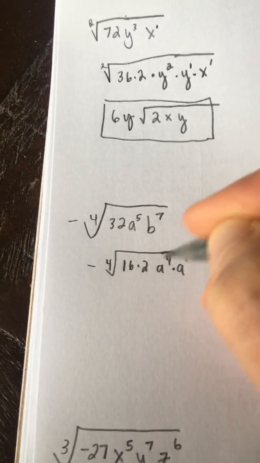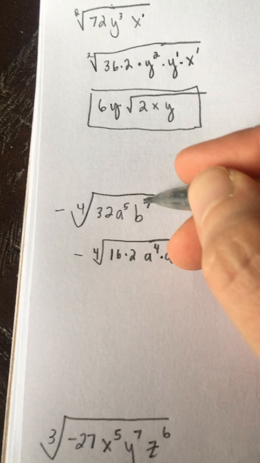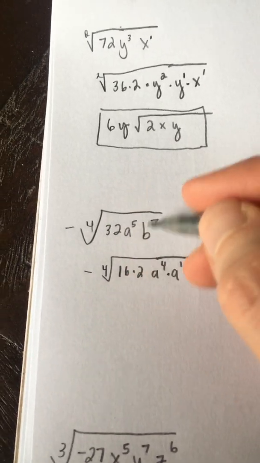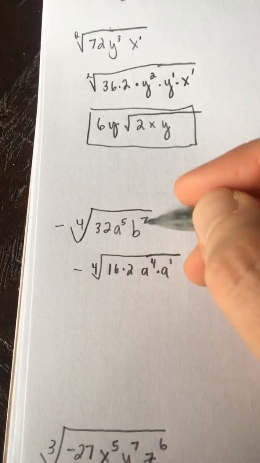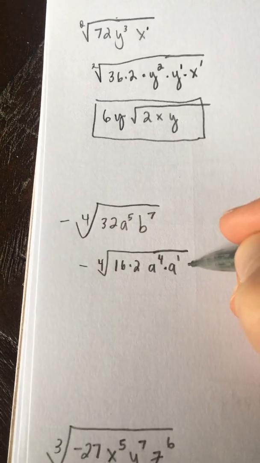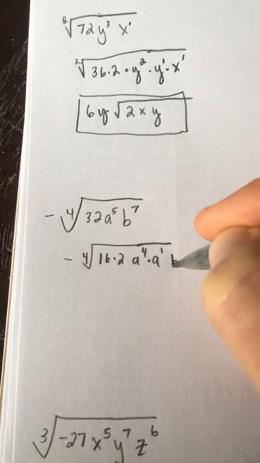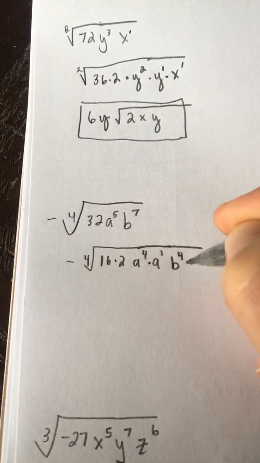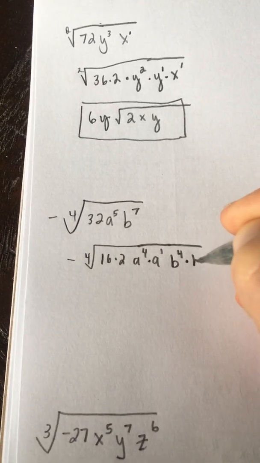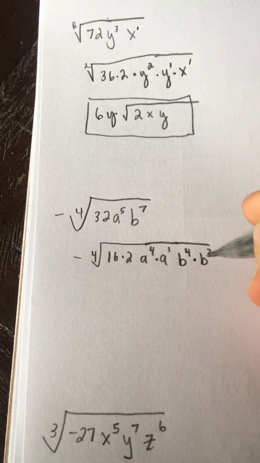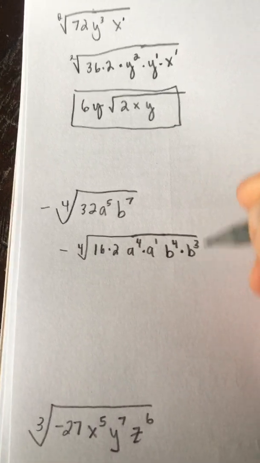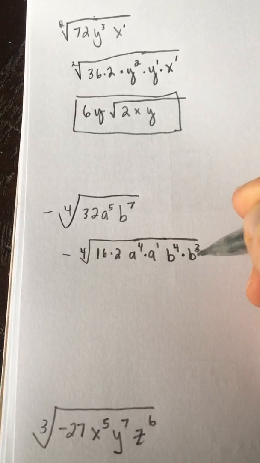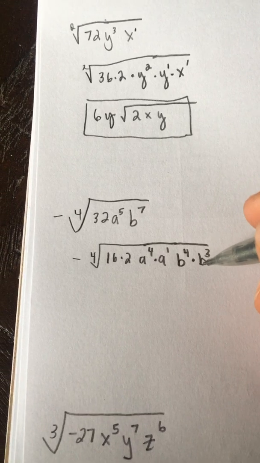And I hope you're seeing that this is perfect and this is not. Okay, so again, there's enough b's for something to come out, but 4 doesn't go into 7 evenly. So I'm going to break it up into b to the 4th, and that's only 4 b's, and I need a total of 7, so b to the 3rd. 4, 5, 6, 7. This is perfect. Now I don't have enough b's to come out, so that's got to stay under. That's not perfect.